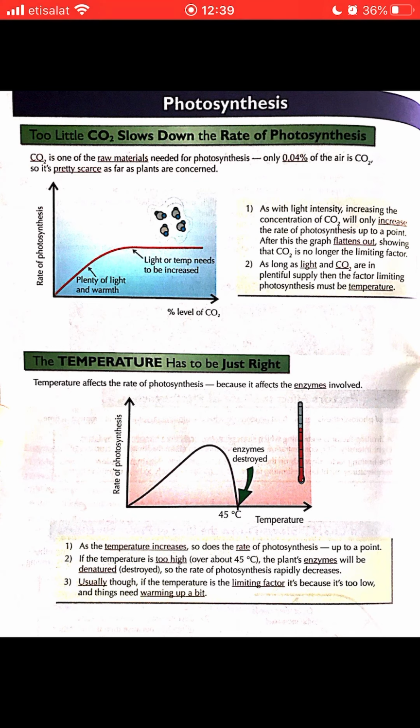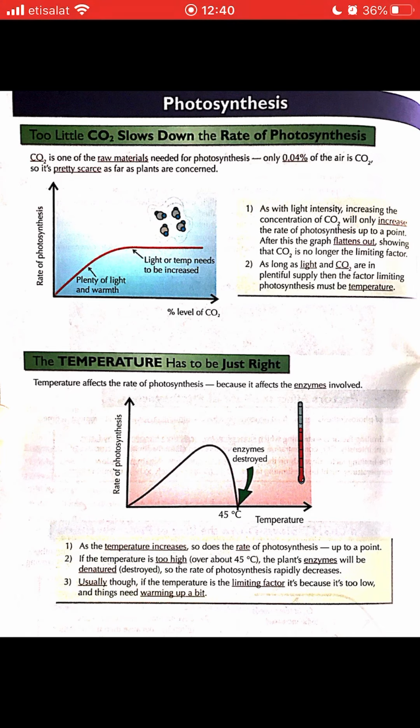So initially, as we increase our temperature, our rate of photosynthesis increases, because your substrate and your enzymes have both got more energy, so they're more likely to successfully collide, and therefore there's more likely to be a reaction occurring. So we've increased our temperature, our rate of photosynthesis has risen.